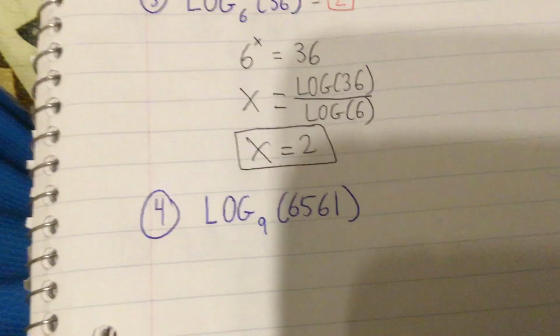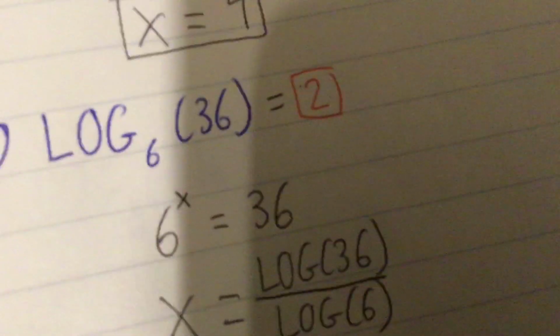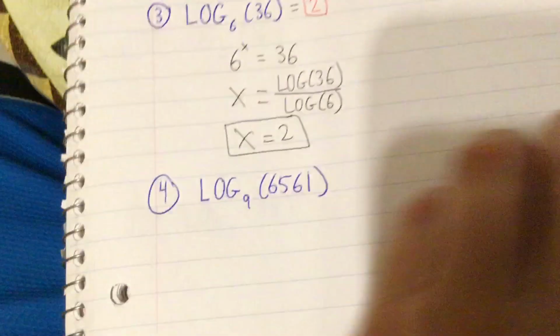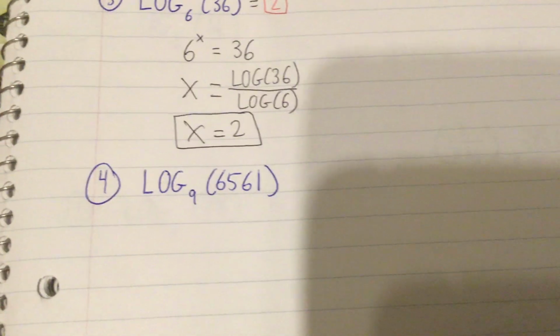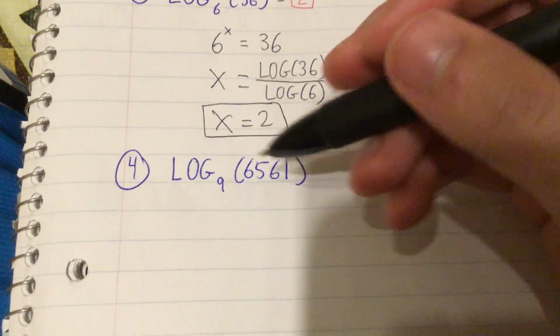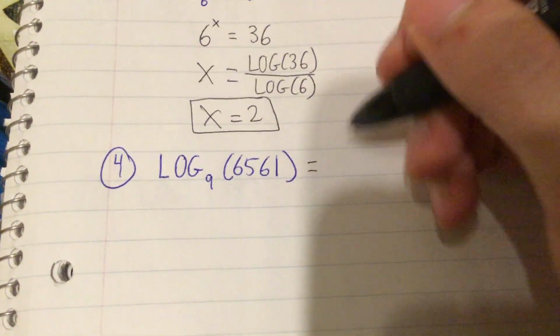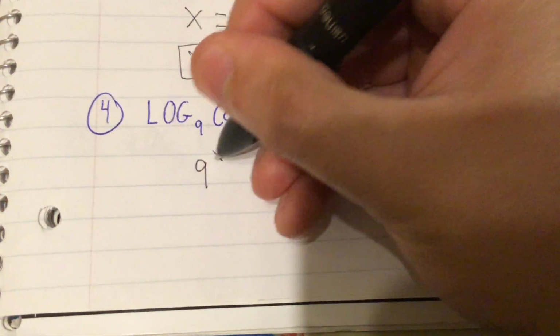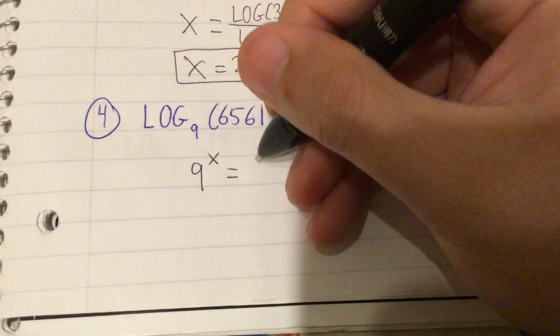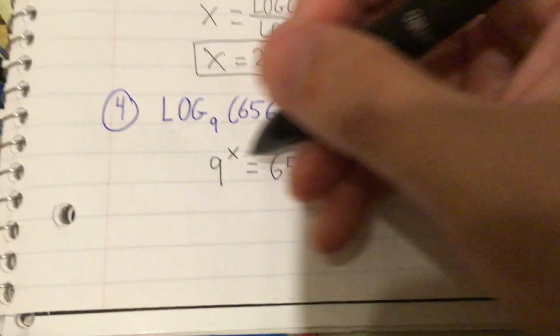Okay, so this one, again, I picked a big number, so I am going to use my calculator. Hopefully it's a whole number. Okay, here we go. So we've got log base 9 of 6,561 is unknown. But that means that we've got 9 to an unknown power is equal to 6,561. Well, what's my little magic trick?